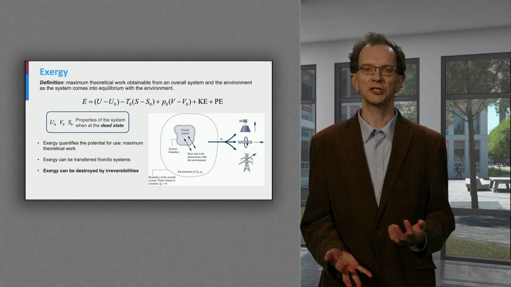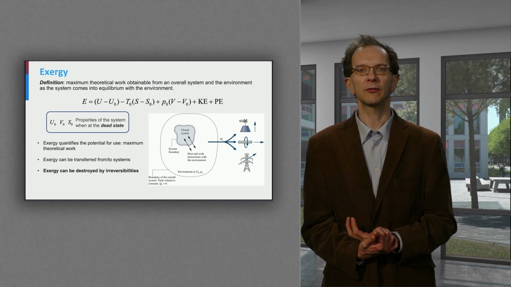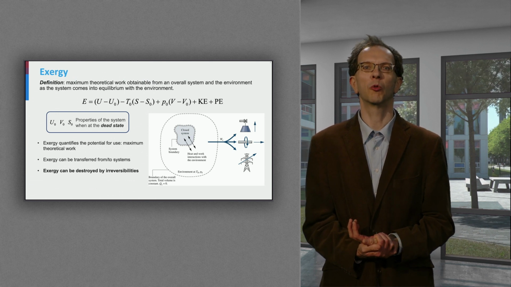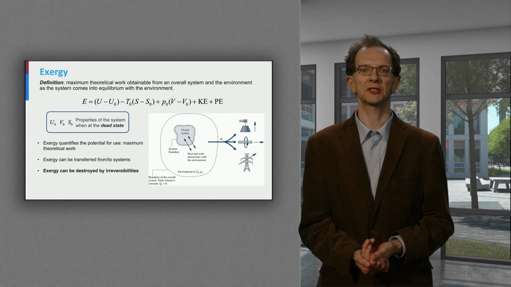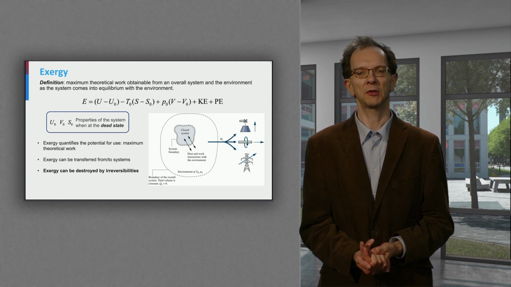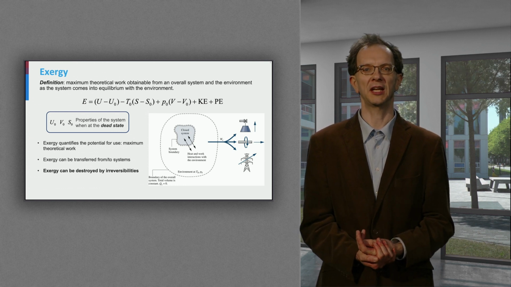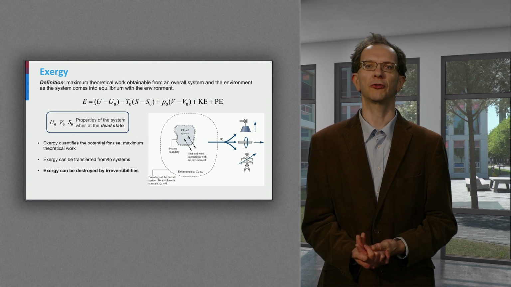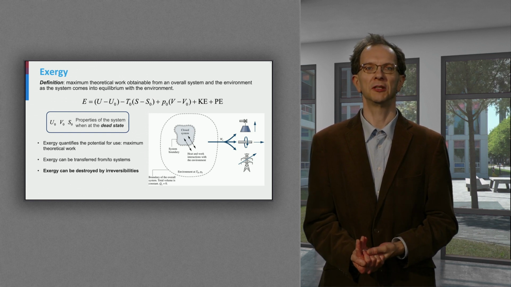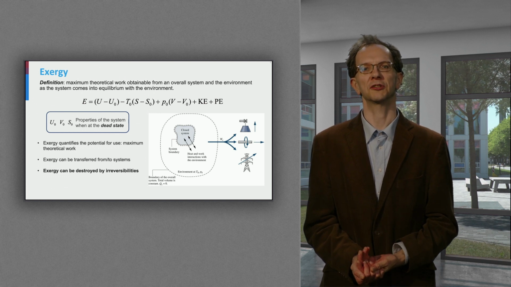Exergy is used to define the quality of energy. It is formally defined as the maximum theoretical work obtainable from an overall system and environment as the system comes into equilibrium with the environment. By reaching this, the system is in the so-called dead state. Exergy quantifies the potential for use, the maximum theoretical work, and it can be transferred from and to systems.